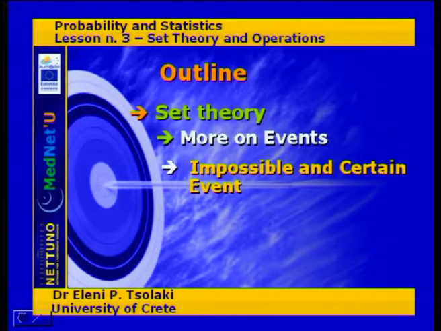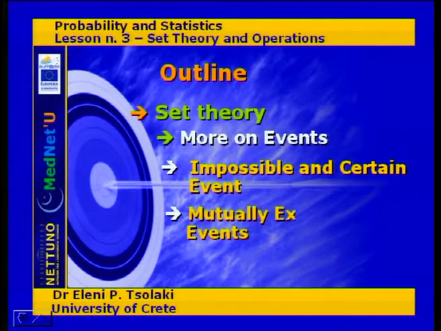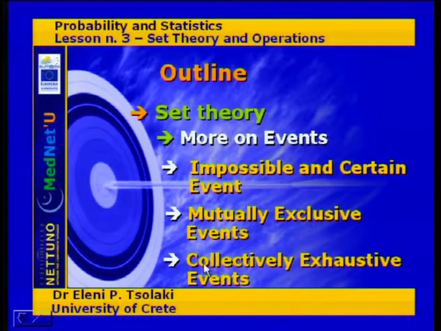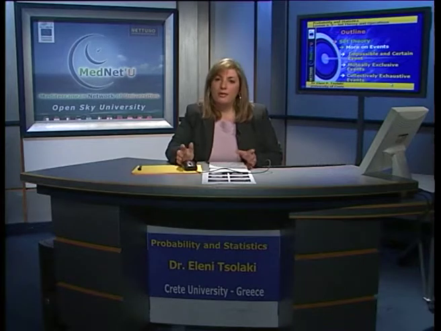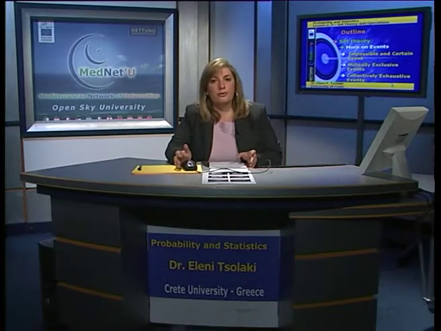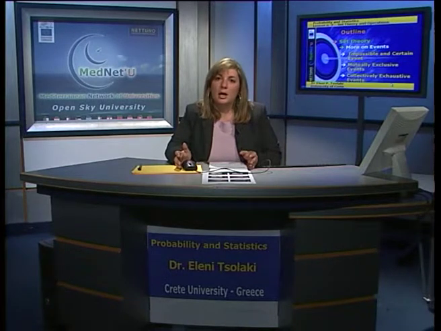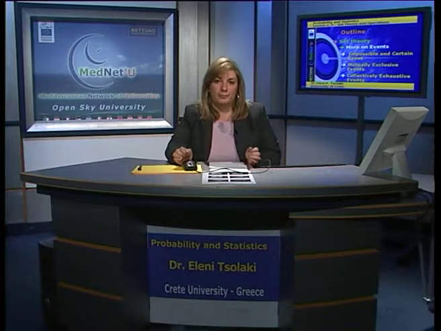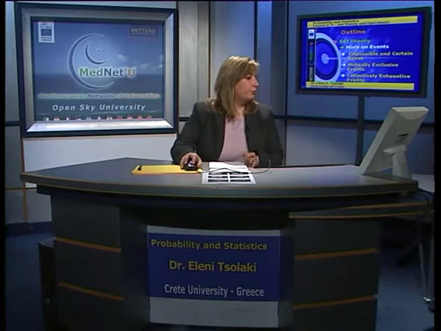So we are going to see the impossible and certain event, the mutually exclusive events, and finally the collectively exhaustive events. For all these, we are going to work through examples, and so we can see how we can use in practice everything we are going to learn.